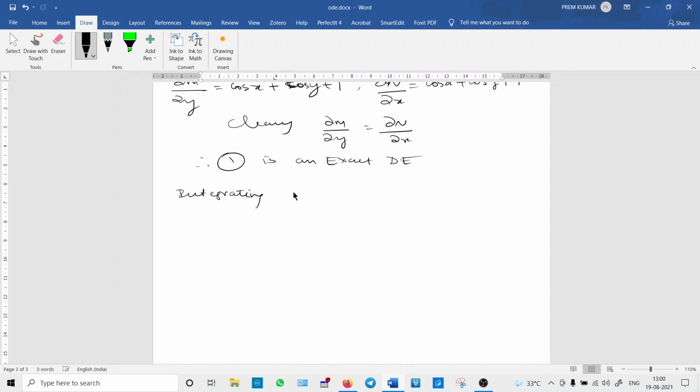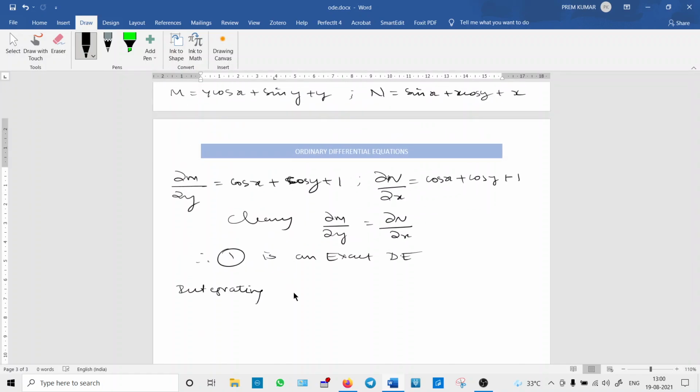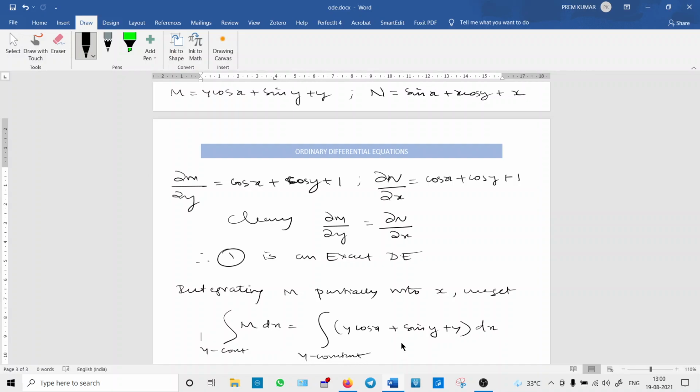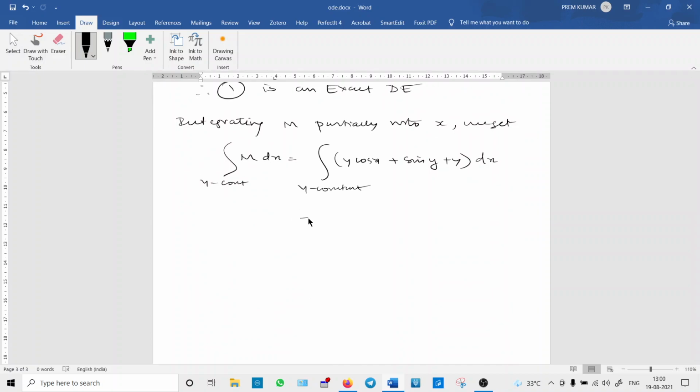Integrate M partially with respect to x. Partially means y is treated as a constant. So we integrate M dx treating y as a constant. What is M? (y cos x + sin y + y) dx, keeping y as a constant. Y is a constant. That is what we have to think of. That is called a partial integration. Better you write like this so that we don't make any mistakes.